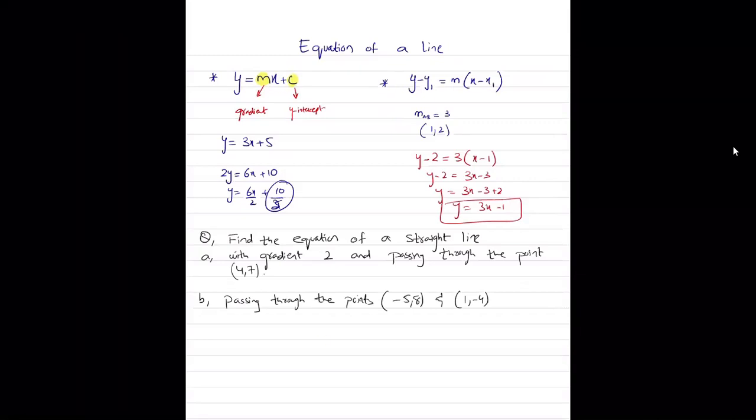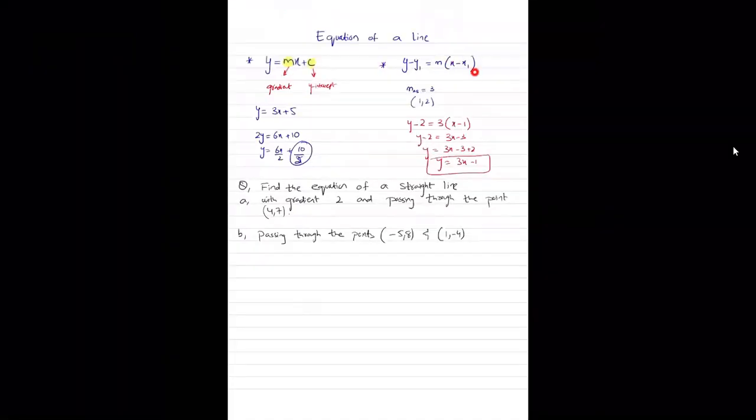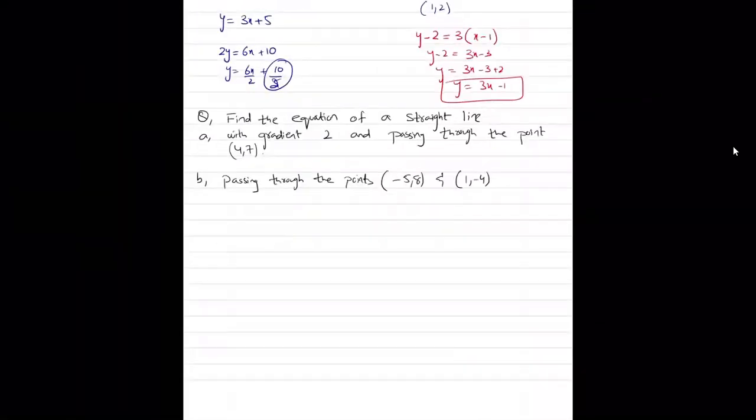So the idea is very simple. In the first part, you have been given the gradient and the point the line passes through. So using the gradient and the point, you can use any form you are comfortable with. I would suggest this form. y minus y1 equals m times x minus x1, giving 2x minus 8. So y is 2x minus 8 plus 7. y equals 2x minus 1.